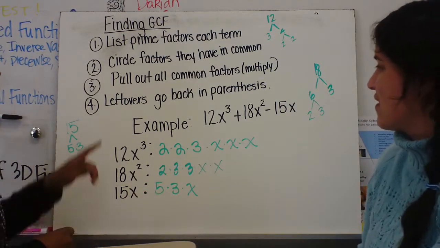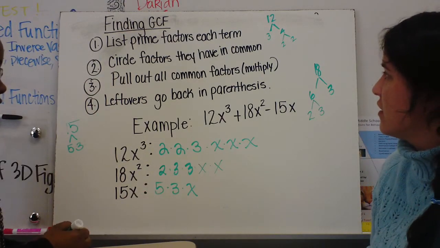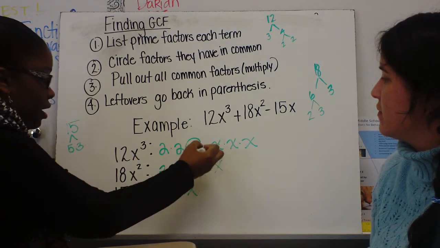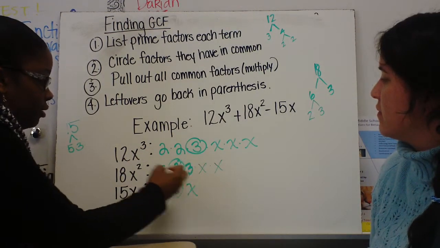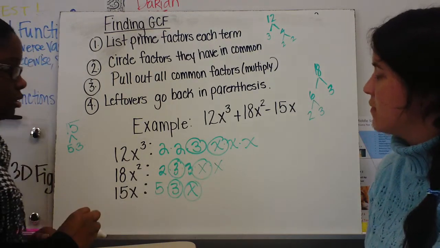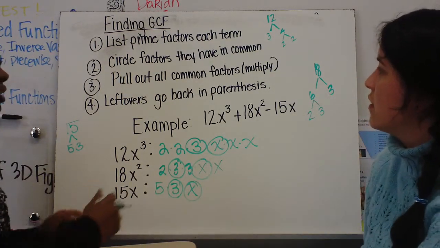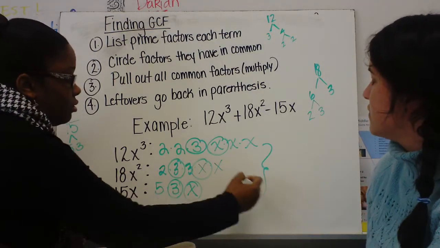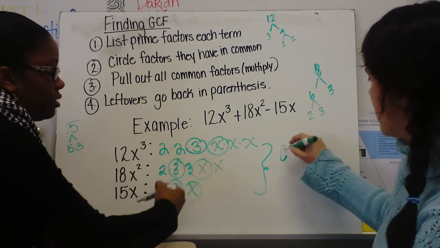Then you want to circle all your factors that they have in common. So I see that every term has a 3, and every term has an x. So our GCF, if we pull it out, is 3 times x.